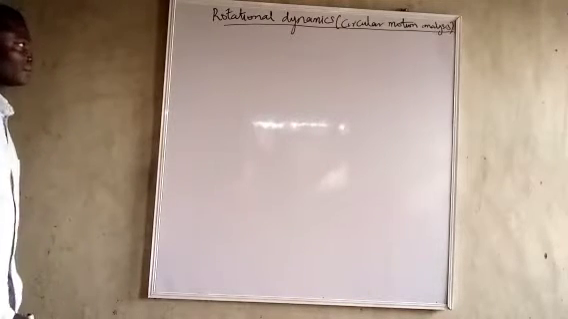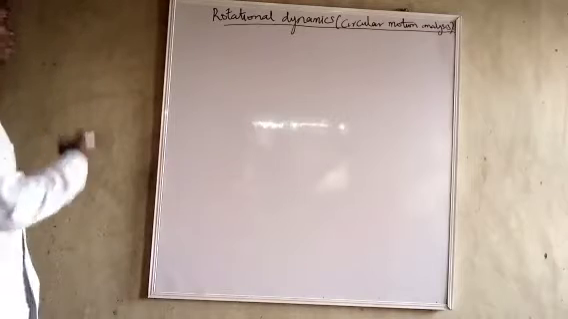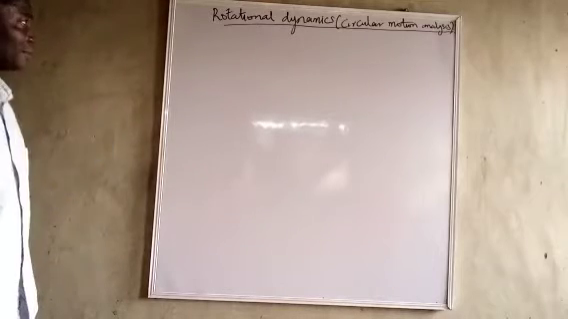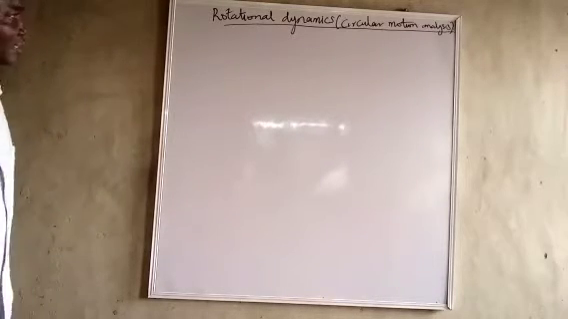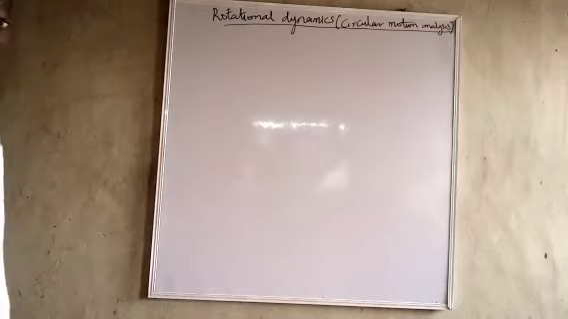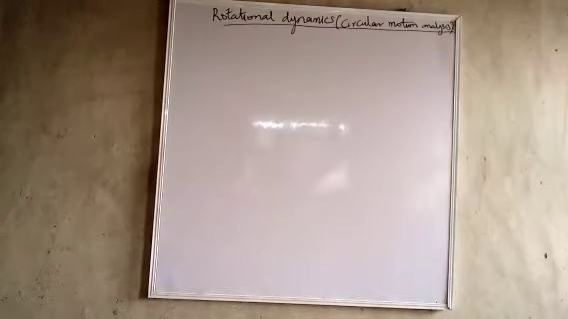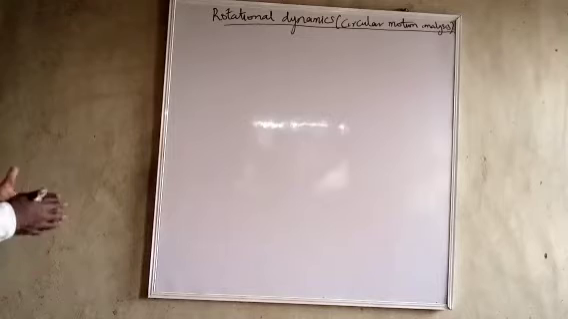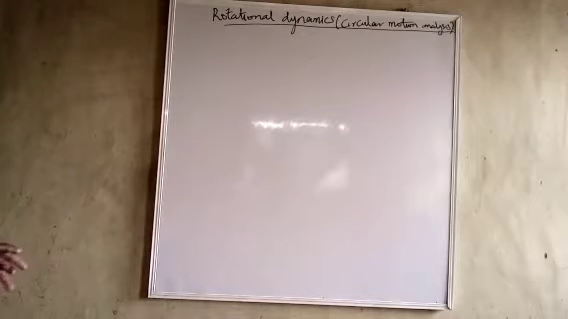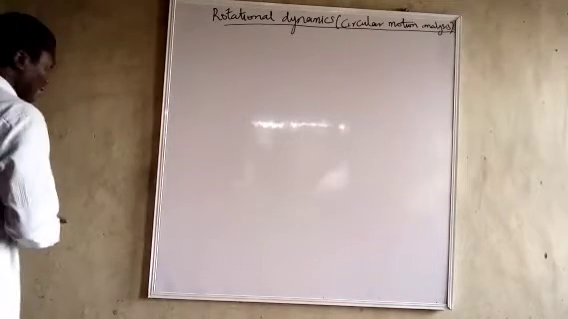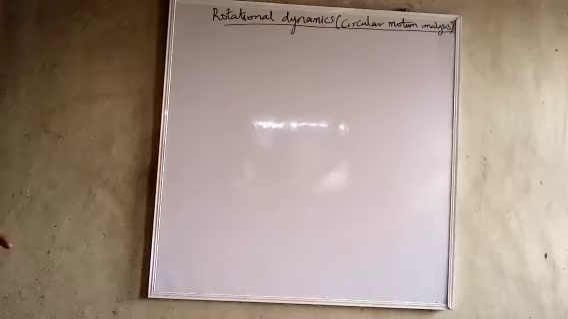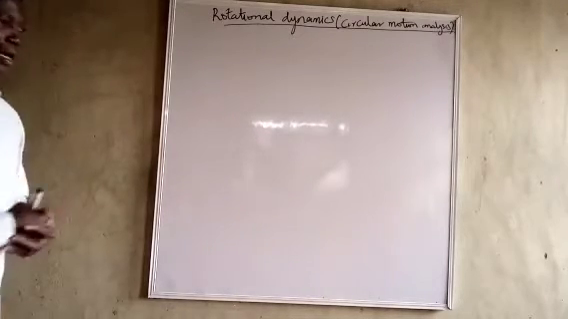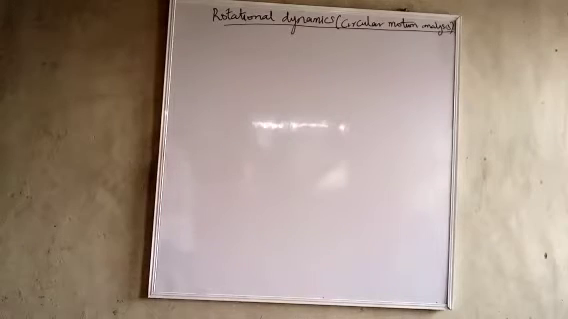Now, I want us to do some exercises on rotational dynamics. We can also call it circular motion analysis. Most people are familiar with circular motion on particles, but you can see from our lectures, we have extended it to rigid bodies. So in case you have any itch, you can refer to the main lecture. Now let's start and treat some examples.